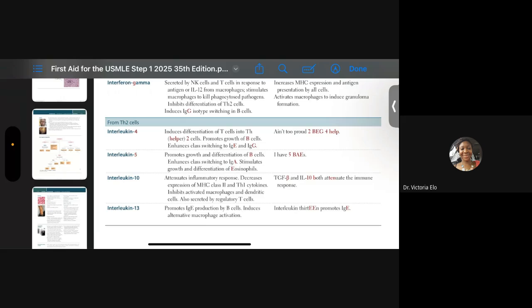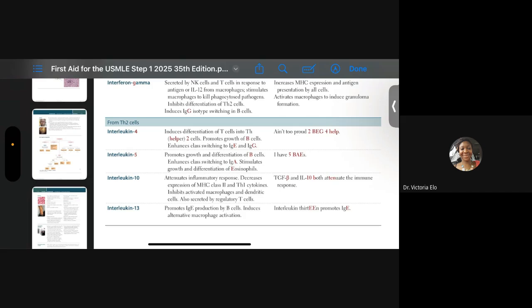Interleukin 10 is an anti-inflammatory. TGF beta and interleukin 10 are both anti-inflammatory. So in order to avoid exaggerated activation of your T cells or your immune cells, you have interleukin 10. Interleukin 10 basically decreases the expression of MHC class 2, and so decreases both your CD8 positive and CD4 positive T cells. So they are anti-inflammatory.